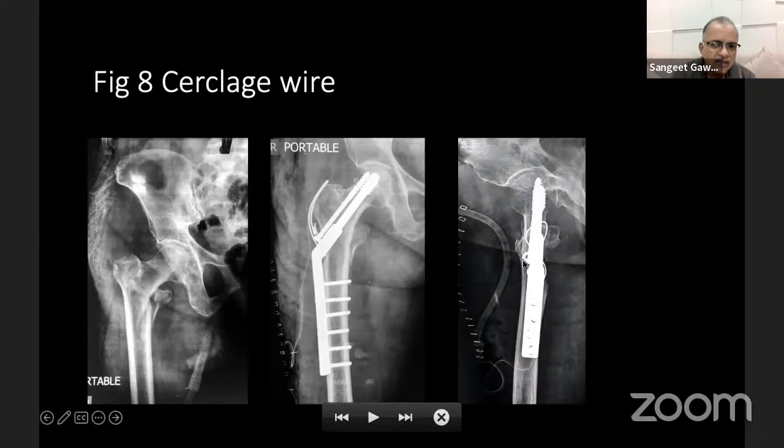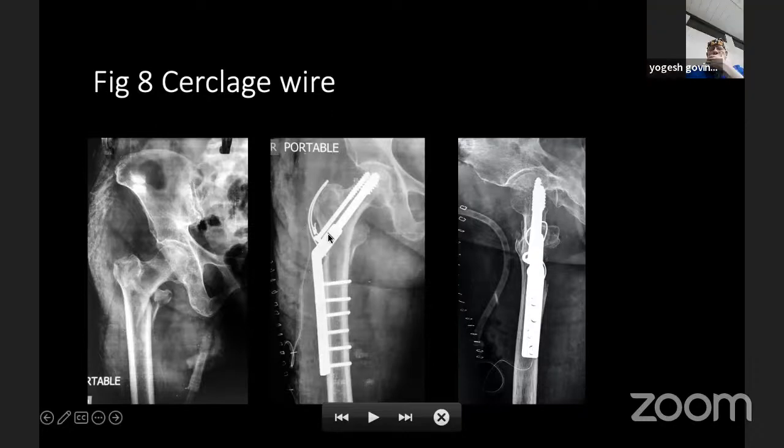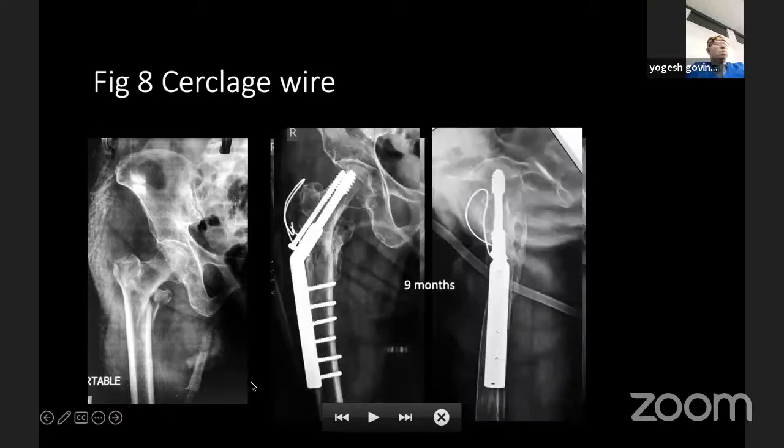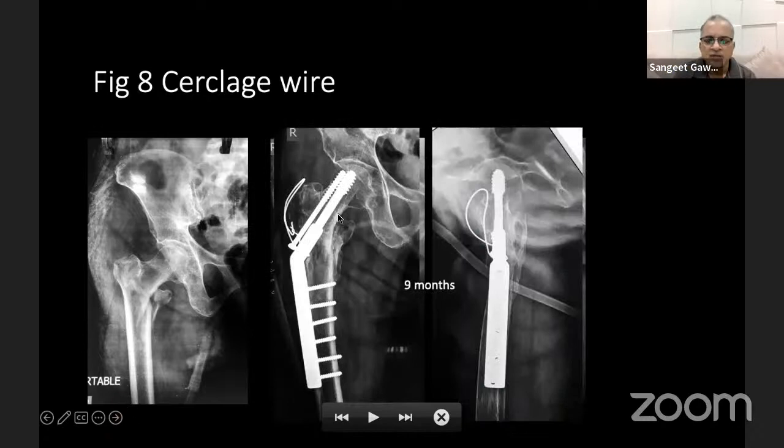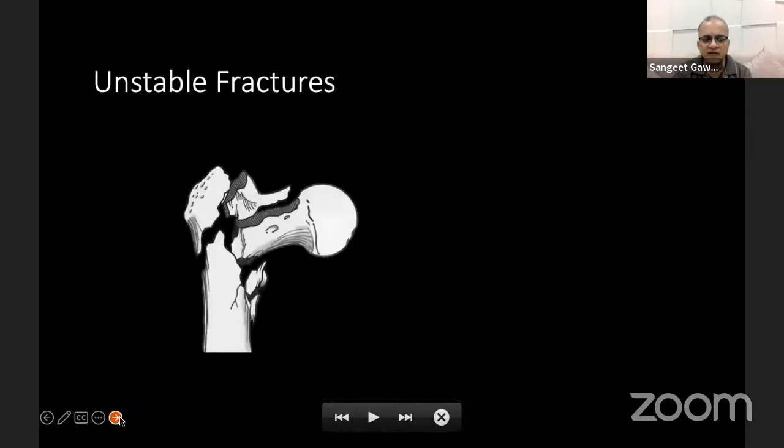But again, what you see here is there was a good anterior reduction. So the success, whether you use a lateral plate, hip plate, or a simple cerclage wire, which is through the medius and underneath the barrel, even this is going to work. And after 9 months, the fracture has a good callus, there is no displacement, there is no cut through. So that is the key, that is the success I feel whenever you're treating the unstable fracture.